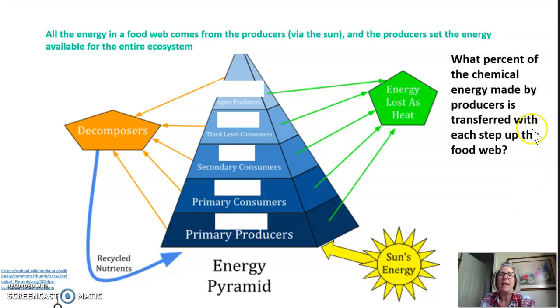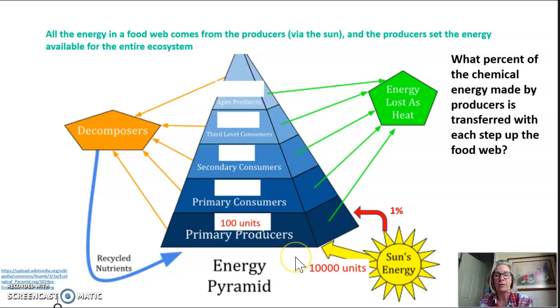What percent of the energy that is made by producers gets moved up in each step in the food web? Let's look at this. If we say that the sun starts out with 10,000 units of energy, just a generic unit, the primary producers are able to take approximately 1% of that energy and transform it into chemical energy. So that means the primary producers would have 100 units of energy if the sun started with 10,000 units of energy.